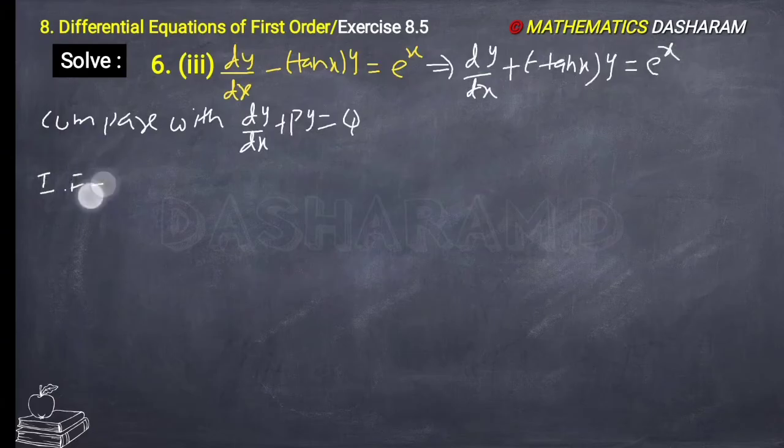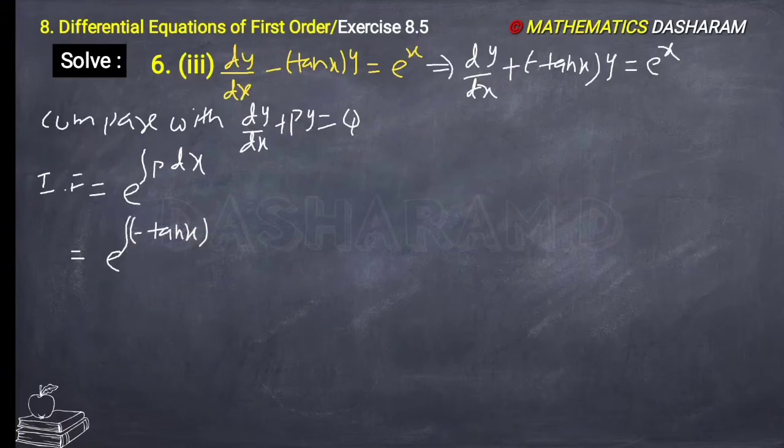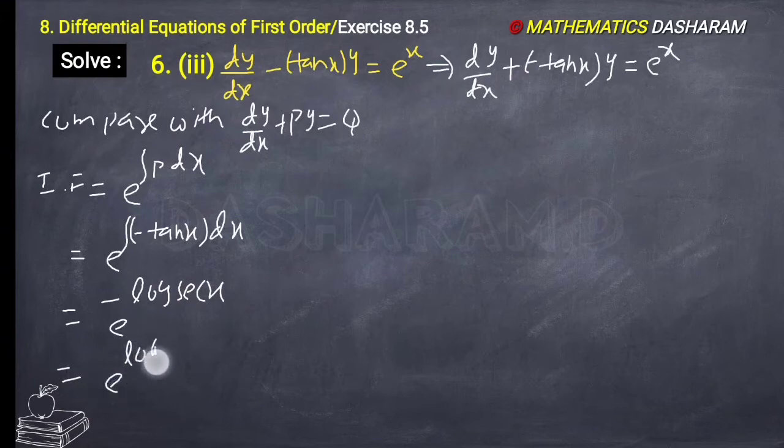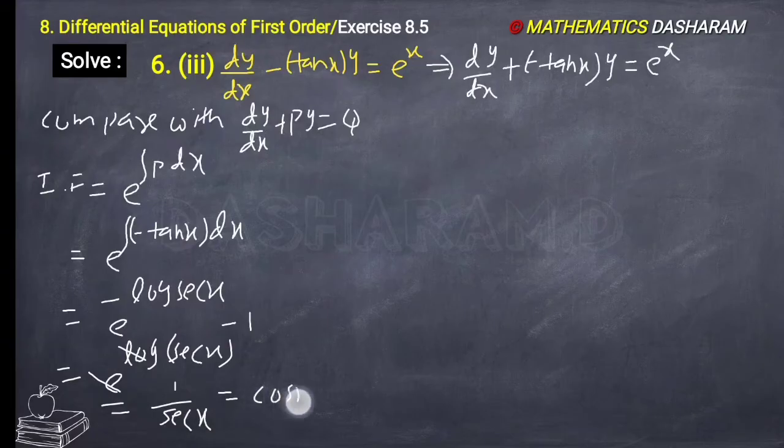Then the integrating factor is e to the power of integration p dx. So e to the power of integration, the p value is minus tan x dx. So e to the power of minus log sec x. So e to the power of log sec x all to the power of minus 1, then e and log cancel, then 1 by sec x. So 1 by sec x is cos x.